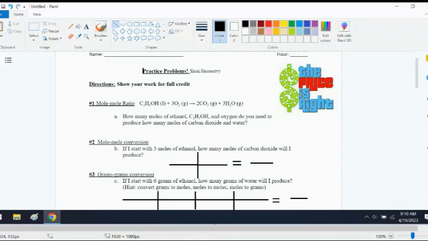Okay, so if you are wondering how to do this particular worksheet, which I usually call the Price is Right worksheet, here is what you need to do. Number one is actually pretty simple. All you need to do is list the number of moles according to this equation.